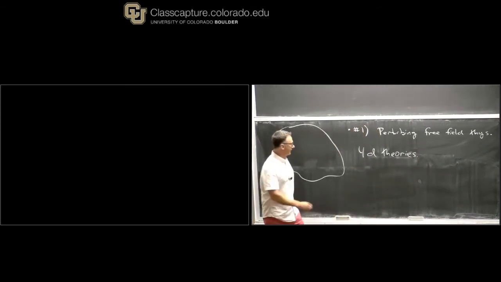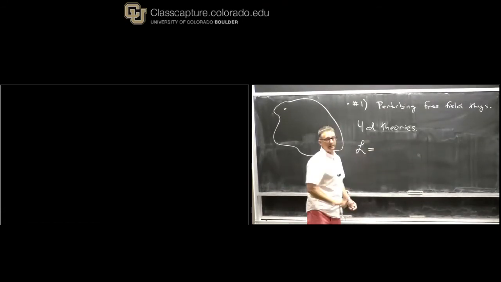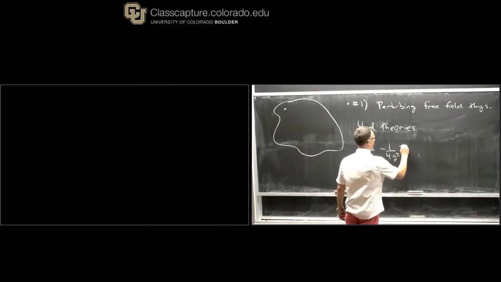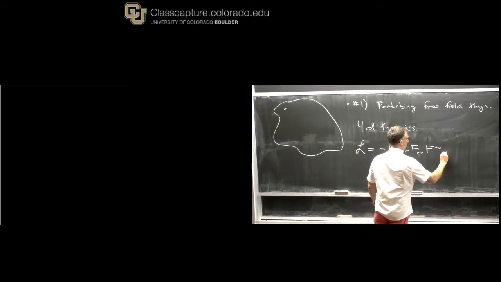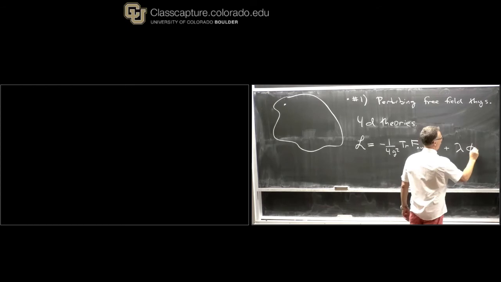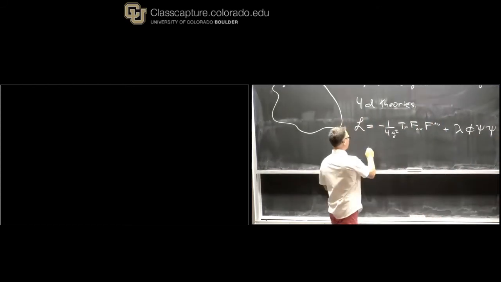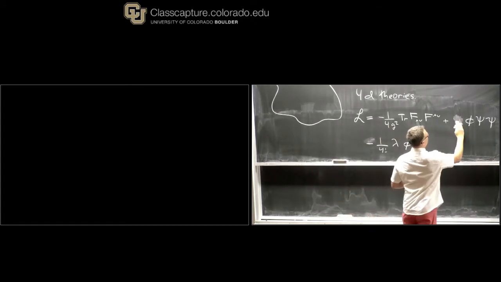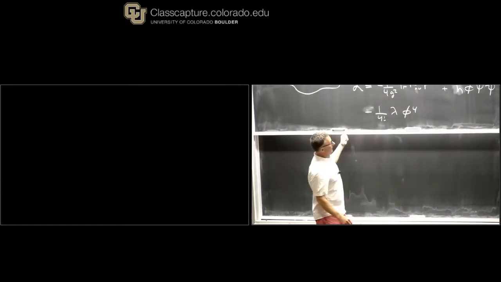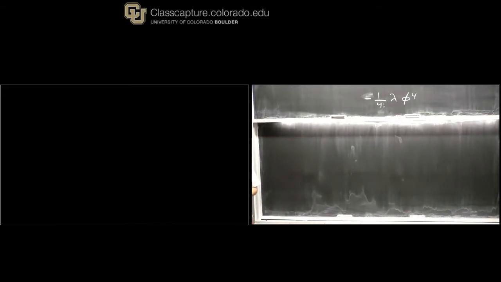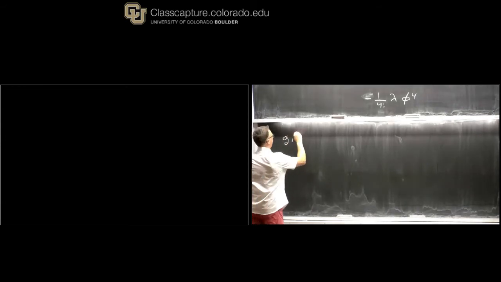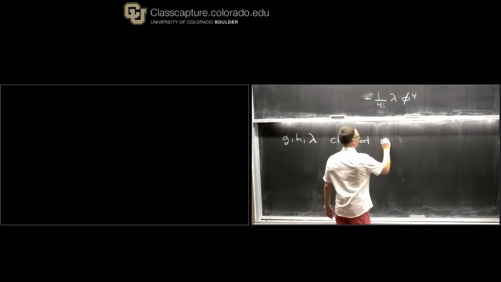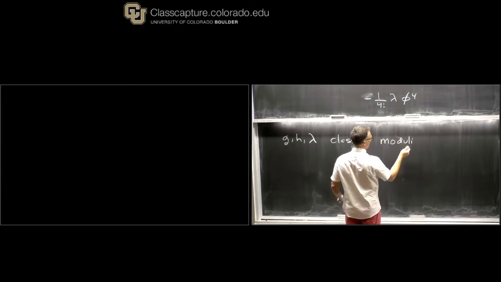A special aspect of four-dimensional theories is that there are many Lagrangians that we can write down that are classically conformally invariant, scale and conformally invariant. So we can write down the gauge coupling, and we can write down Yukawa couplings. And classically, this theory is scale invariant for all values of the couplings g and h and lambda. So we could call these classical moduli, or there's a classical conformal manifold.